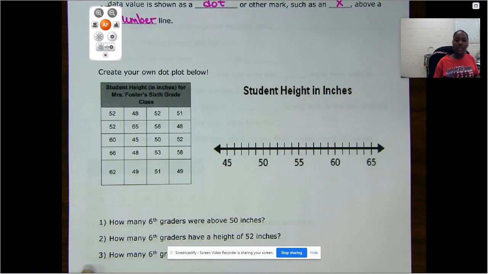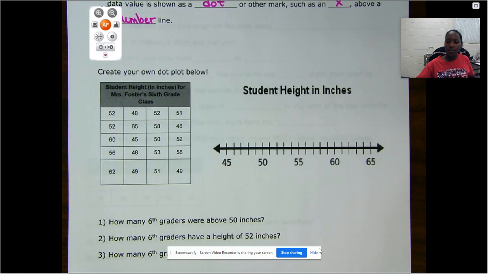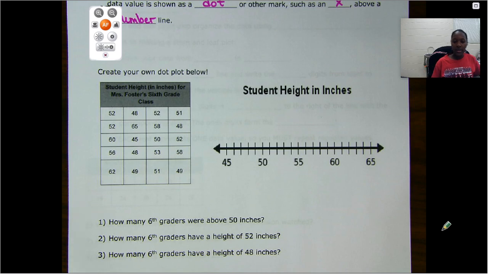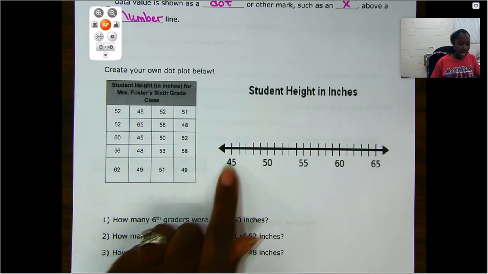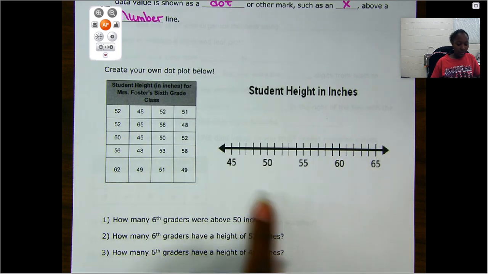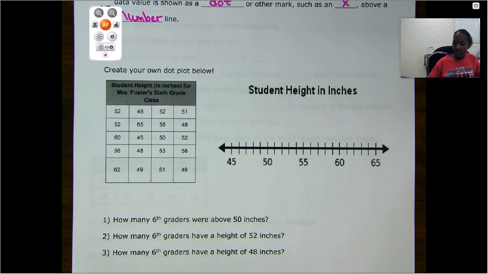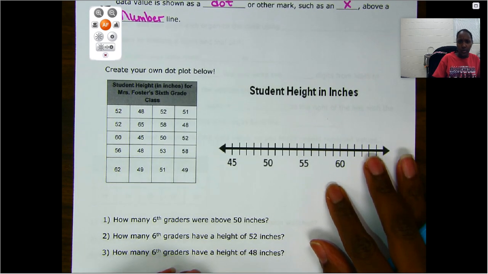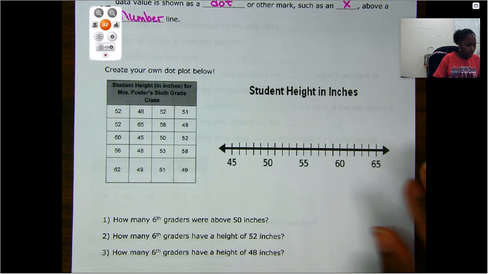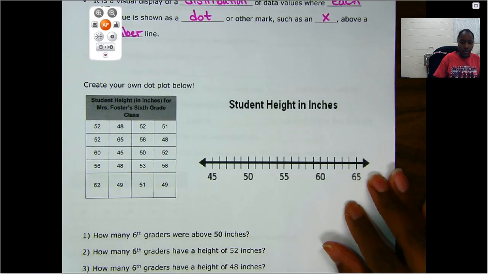It says, create your own dot plot below. Okay. All right, ladies and gentlemen. So we have a table with some numbers in it. We have a number line, and we have some questions underneath here. First things first, we need to create our dot plot. Now, how this works, we can either use a dot, an X, or any other shape that you want to use, but I would probably stick to one of those two to represent your data on this number line.